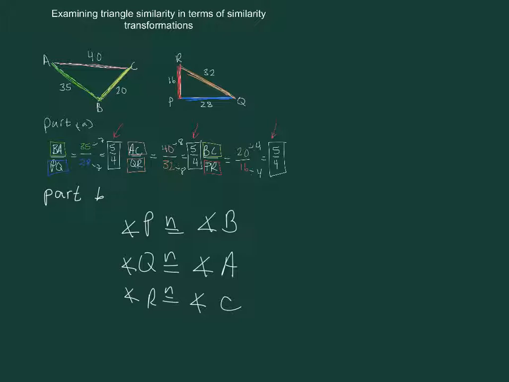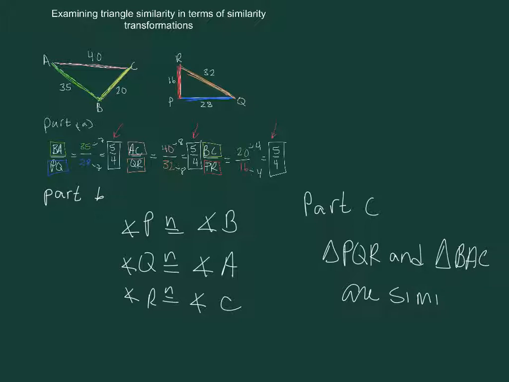And so therefore, for part C, you would just simply say that triangle PQR and triangle BAC are similar.